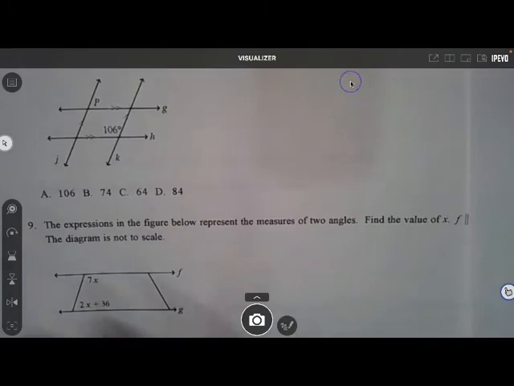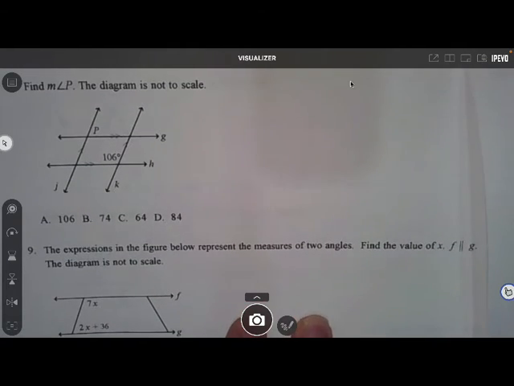Okay. On this one, we're looking at number 8. It says find the measure of angle P. Okay? So if I start here, if this is 106, this one right here is also 106. Remember, they either equal, y'all, or they add to 180. So if that one's 106, what's angle P going to be? 74. And that's our answer. So yes, it's B, it's 74. Shh, y'all, we're going through this.